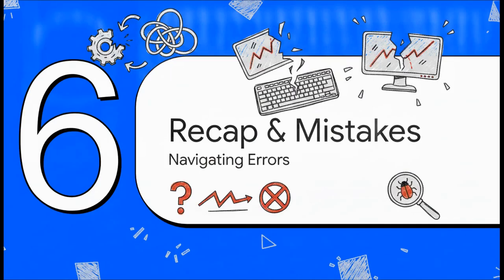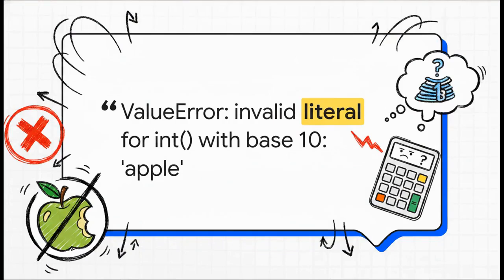Section 6. Recap and common mistakes. Navigating errors is just a completely normal part of programming. Let's look at what happens when things don't go perfectly to plan. Seriously, don't panic if you see a scary red value error or type error pop up on your screen. If you run your new calculator and type the word apple instead of a number, the float or int function is going to crash. It will throw an exception, literally letting you know that it cannot convert a piece of fruit into a mathematical base 10 number.